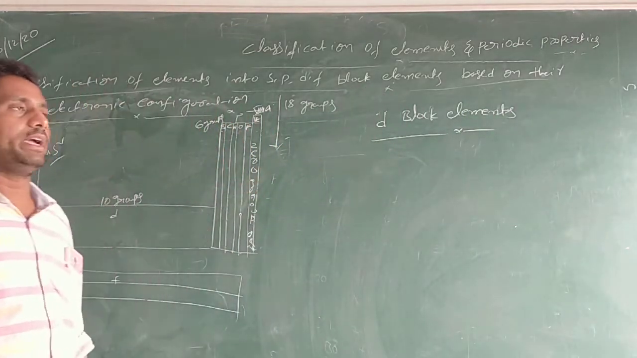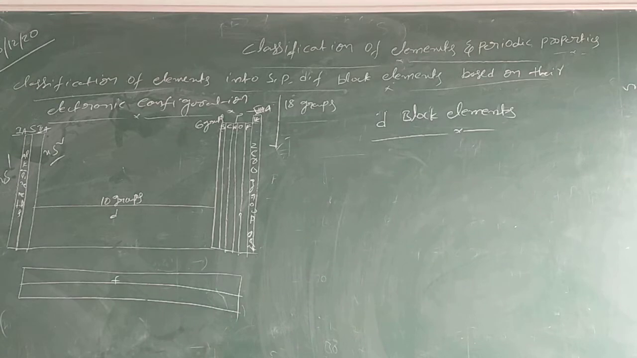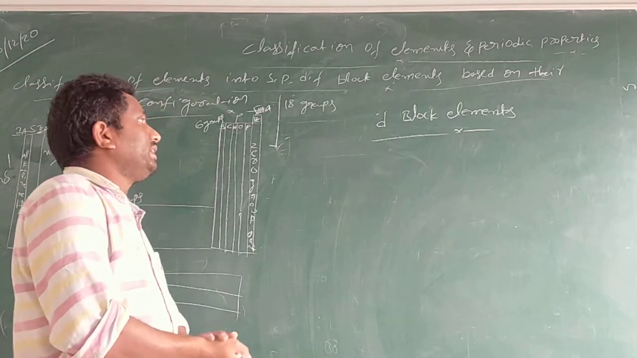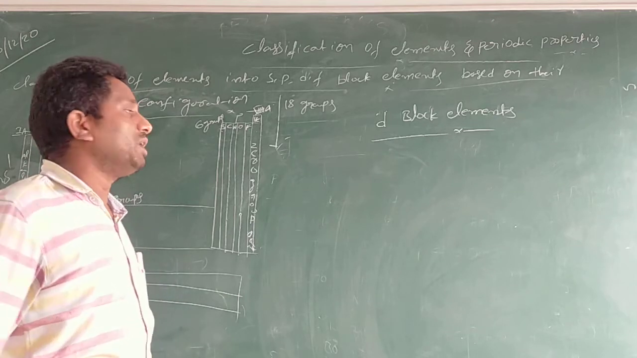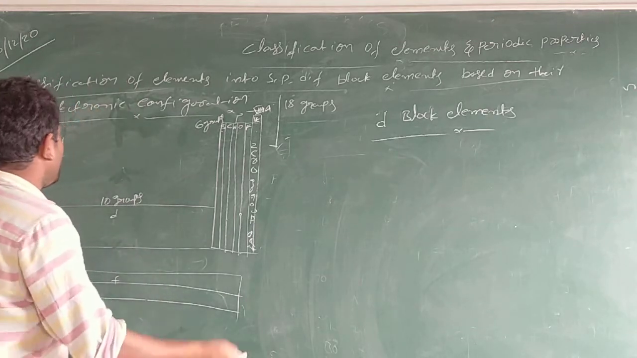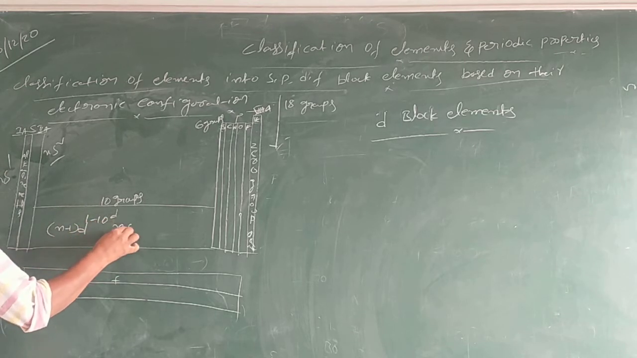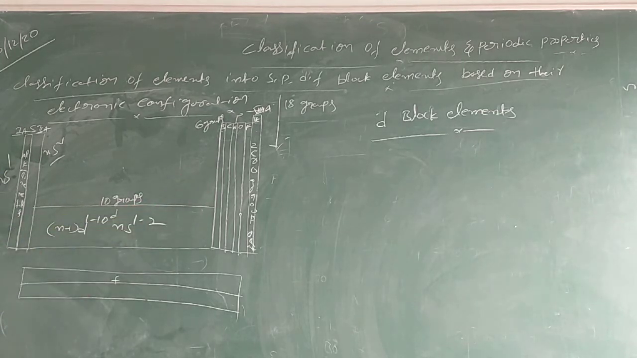D block elements. What are D block elements? We are going to define what is meant by D block elements. The outermost electronic configuration of D block elements is (n-1)d 1 to 10 ns 1 to 2. So this is the outermost electronic configuration of D block elements.